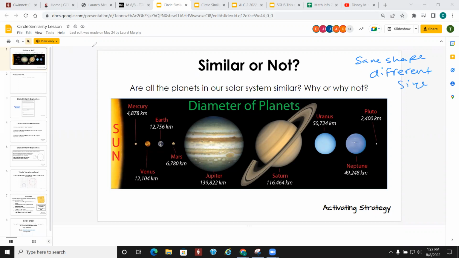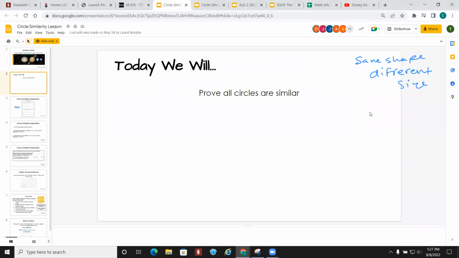So today, this is what I would write on my notes if I were you. Up at the top, I would write, prove all circles are similar. Every day you're going to have a slide that looks like this, and I would title my notes whatever this slide says, because that's what we're going to talk about.